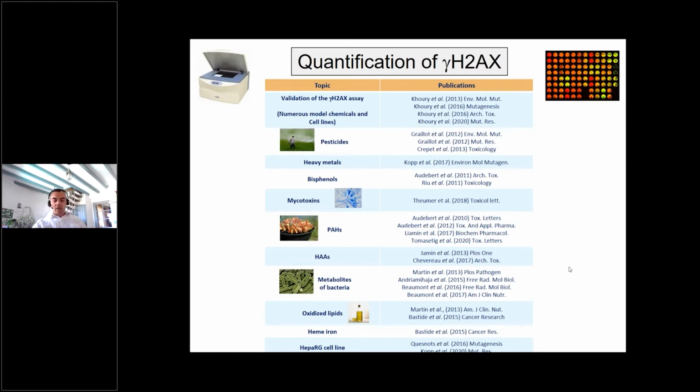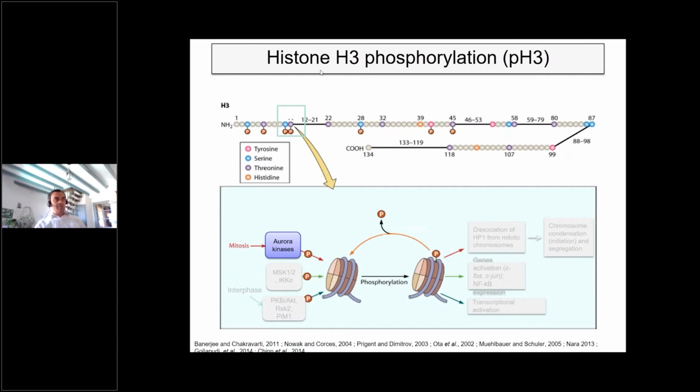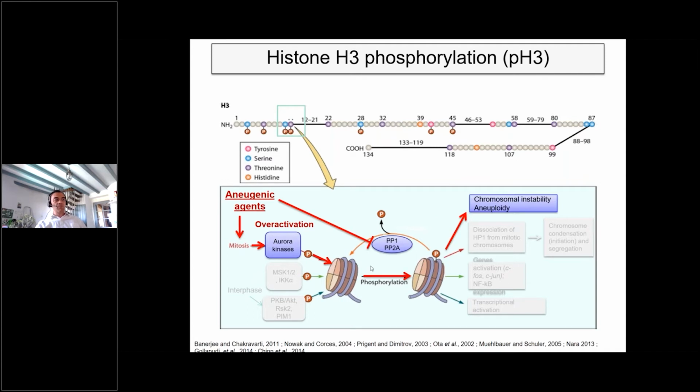However, when we check for this biomarker, we could not easily distinguish an aneugen from a clastogen. So we decided to check for another biomarker, histone H3, which is phosphorylated at serine 10 when cells go through the cycle and enter mitosis. And when you have an aneugenic compound, generally you force the cells in mitosis, so you have overactivation and overphosphorylation of this histone H3. And moreover, some could also inhibit the phosphorylation.